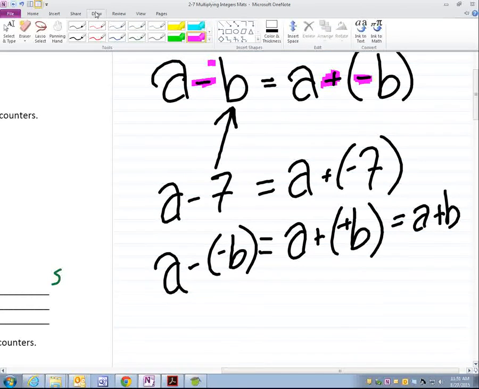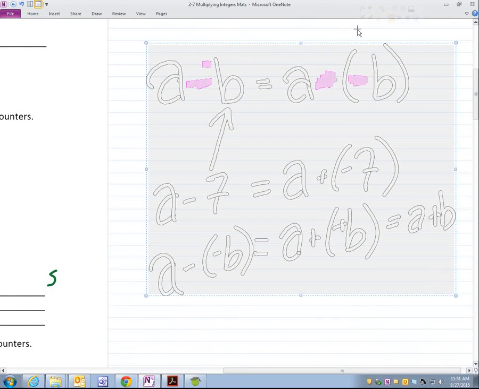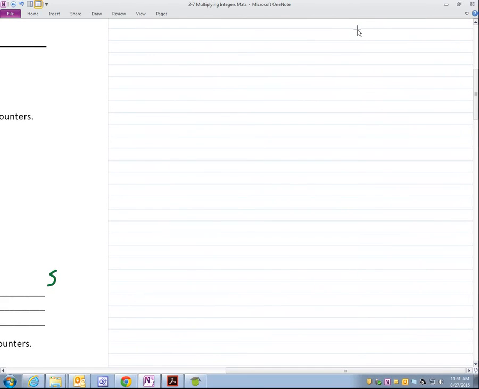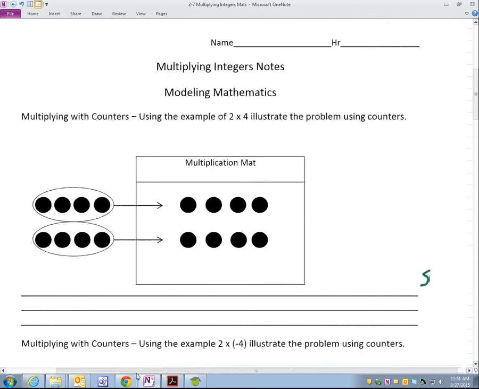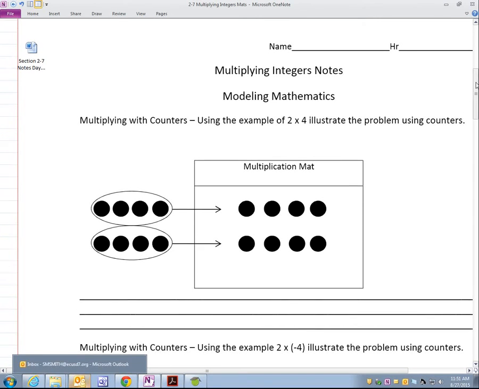Moving along, we did addition. We did subtraction. And then what do you learn next in school typically after addition and subtraction? Multiplication. Beautiful. So let's learn multiplication. Multiplying integers notes.